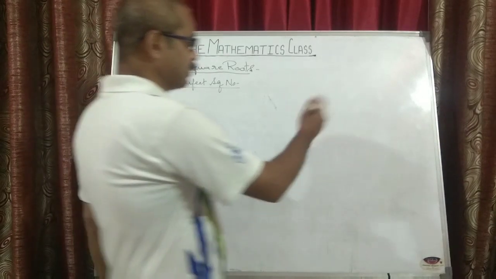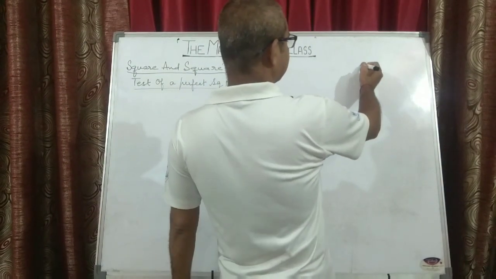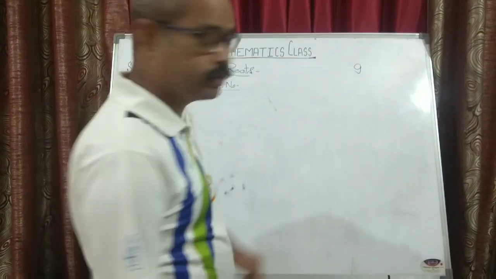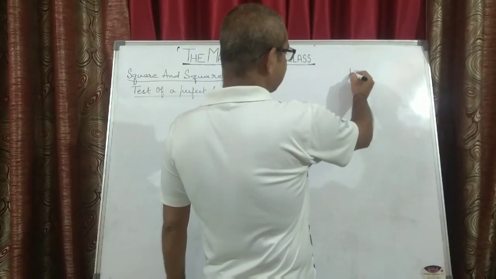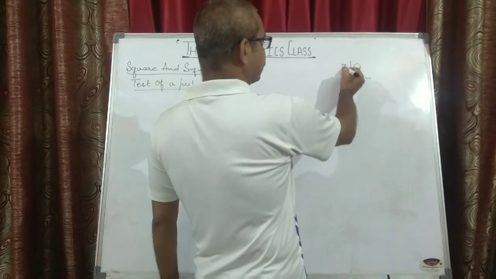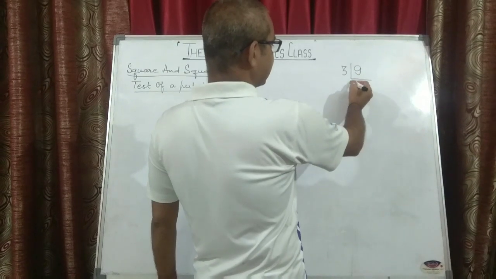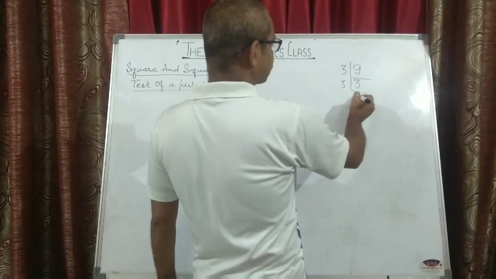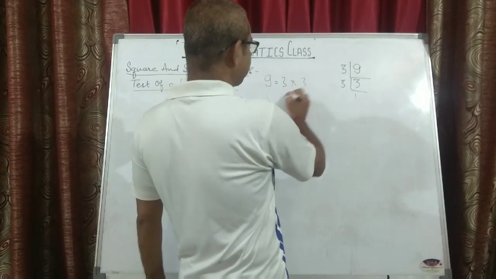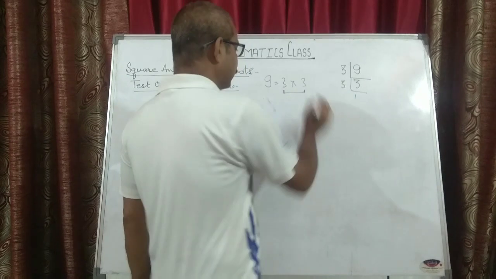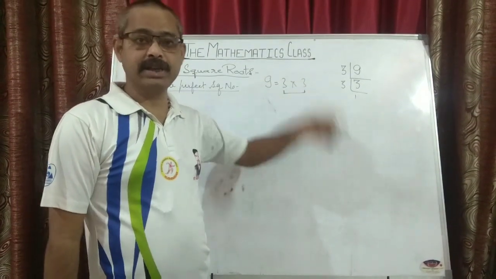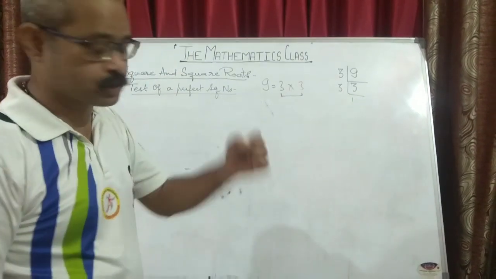Suppose I take a very simple number, let's say 9. Is 9 a perfect square? The very basic thing, how we check it out, we factorize it by prime factors. This is not going to divide by 2, this is going to divide by 3. So 3 threes are 9 and 3 ones are 3. It means 9 can be written as 3 into 3, and 3 into 3 is a pair. If the factors of a number can be written in pairs, it means yes, it is a perfect square.